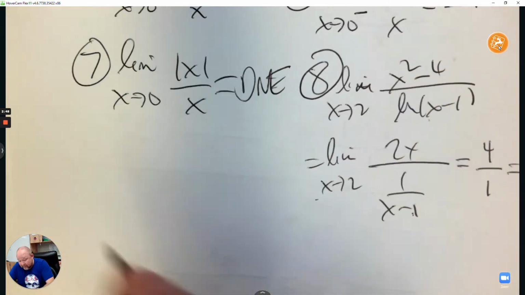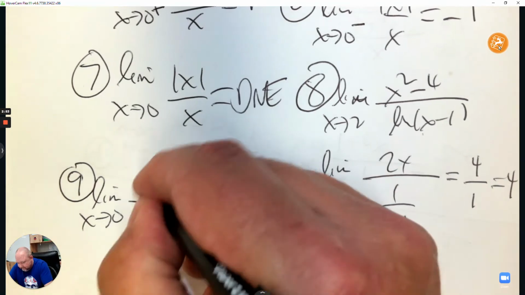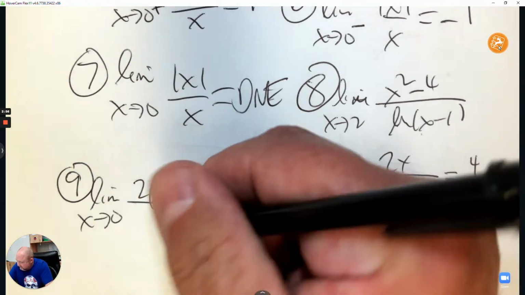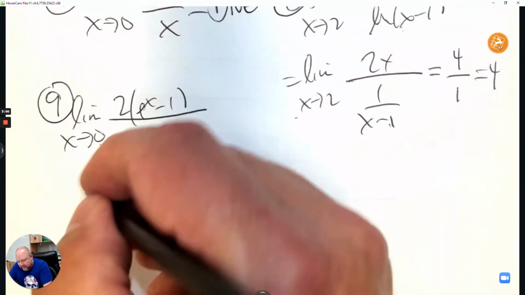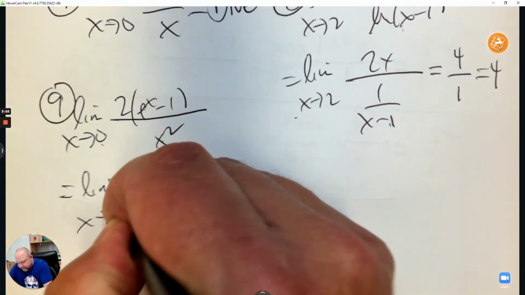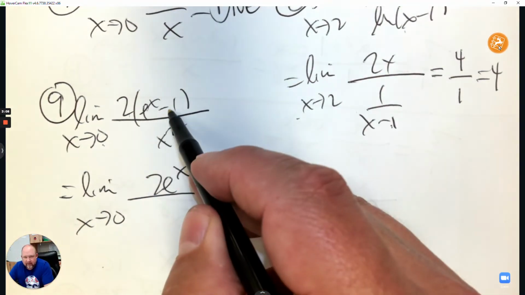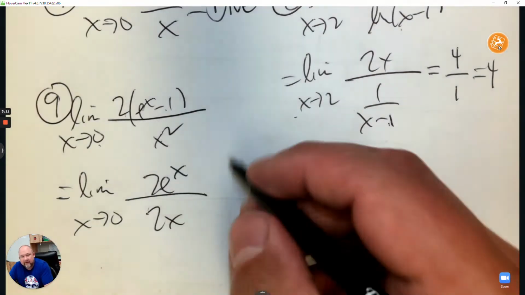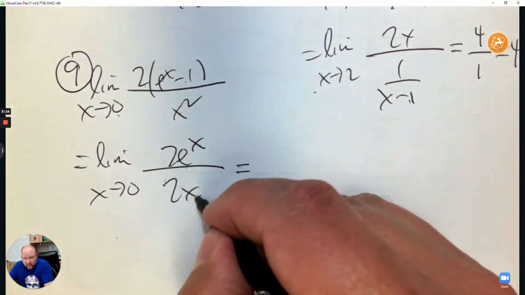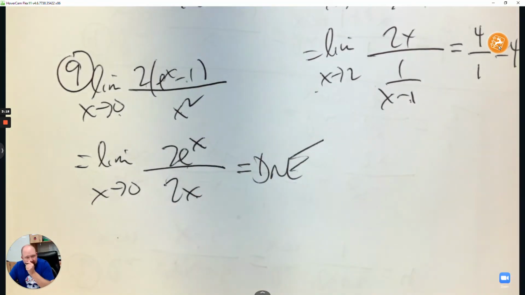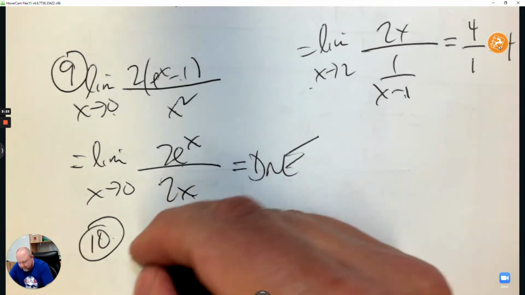Number 9. Again, press pause. You need to do it first, then press play. Evaluate at 0, and it's indeterminate. It's 0 over 0. The derivative of 2 times e to the x is 2e to the x. The derivative of negative 2 is 0. The derivative of x squared. Again, if I plugged in 0, e to the 0 is 1 over 0. That doesn't exist. That is not indeterminate when it's a number over 0. That just doesn't exist. Number 10.